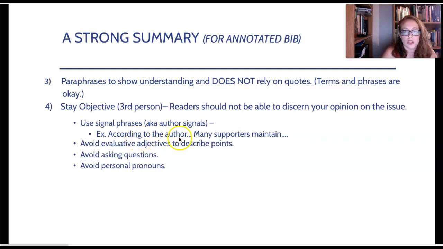Things like saying according to the author, many supporters maintain, and it's a trick of language that allows you as the writer to take a step back, to not be present in the writing, and to make sure that opinions are attributed to whose opinions they are. If they're opinions that the author is talking about, then it's important to say according to the author, so we know that that is what the author is saying and not what you are saying. It's a way of writing removed, of writing objectively, of putting a barrier between yourself and what the author is talking about. You're reporting from a removed perspective.